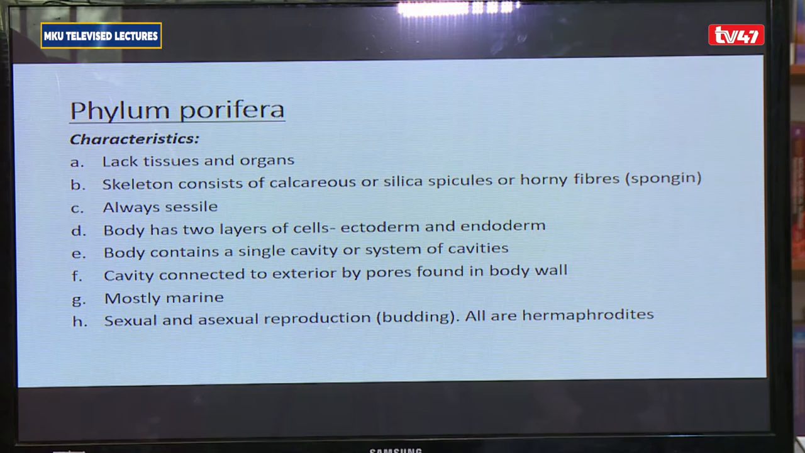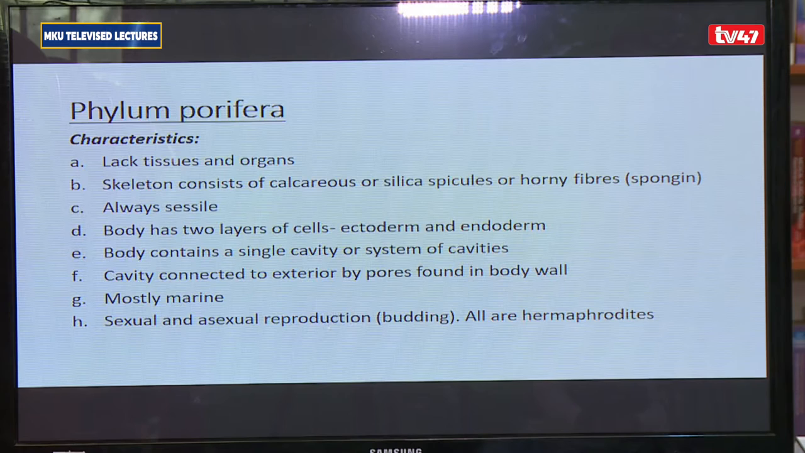For the Porifera, they are mostly marine, meaning they are found in salty water. And then we have a few, mostly salty water, but a few can be found in fresh water. In terms of reproduction, the Porifera can have either sexual reproduction or asexual reproduction. Asexual is where they reproduce without making gametes. Their asexual reproduction, they do it by budding.